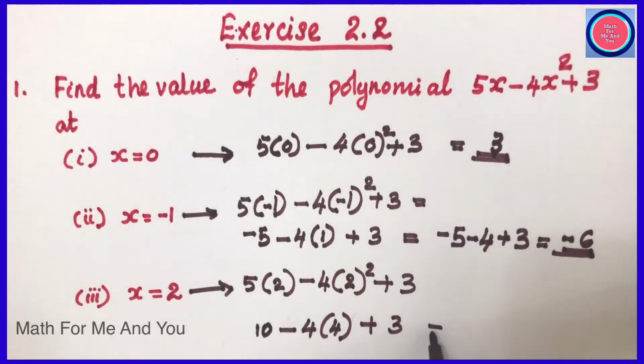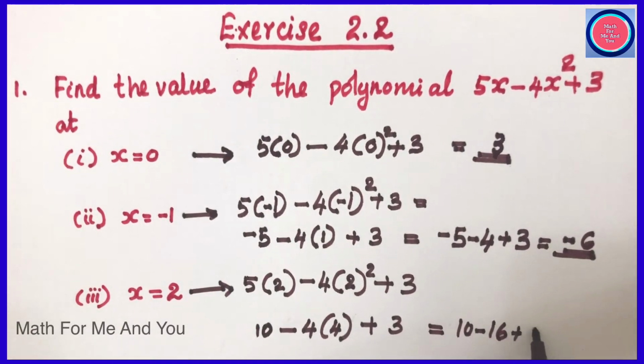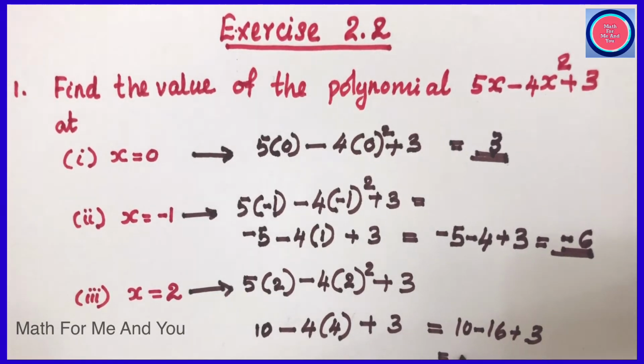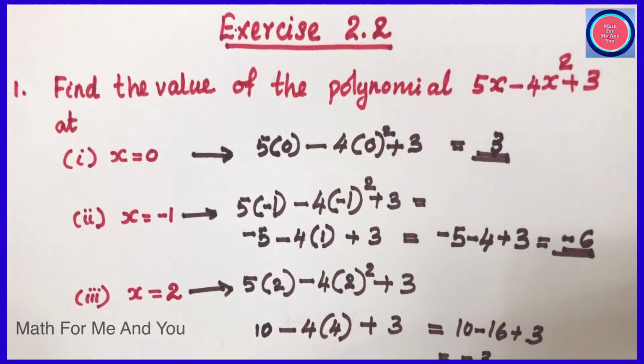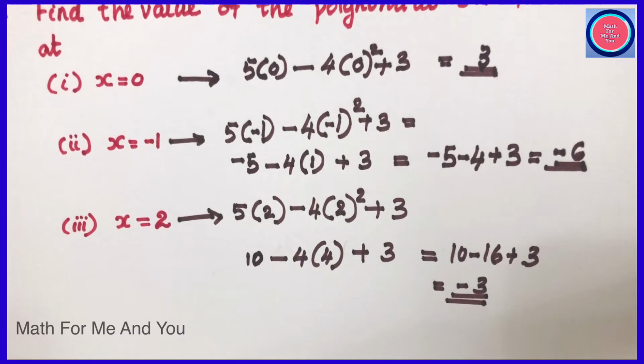First number is 10. Minus 4 times 4 is 16. So 10 minus 16. Then plus 3. 10 minus 16 is minus 6. Plus 3 is minus 3. Minus 6 plus 3 is minus 3. So at x equals 2, the value of the polynomial is minus 3.